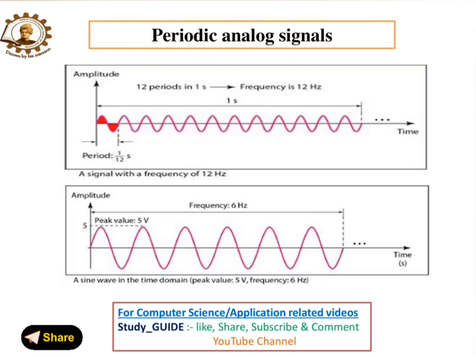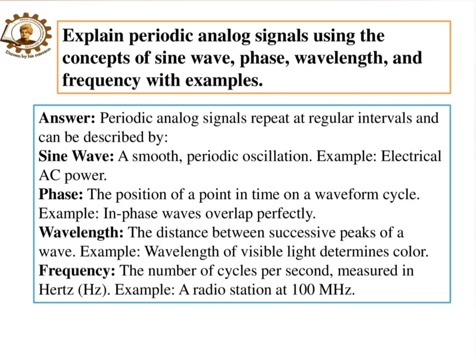Periodic analog signals. It defines the electrical signals that vary smoothly over time and can be represented by a sine wave. Think of a wave on the ocean with a smooth rise and fall. It is just like that.